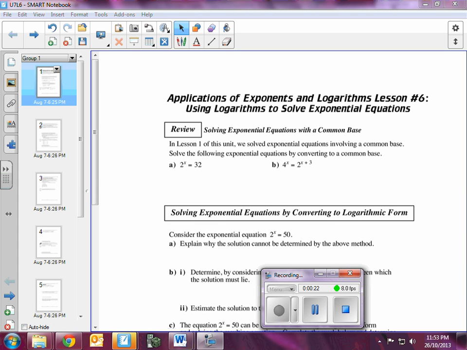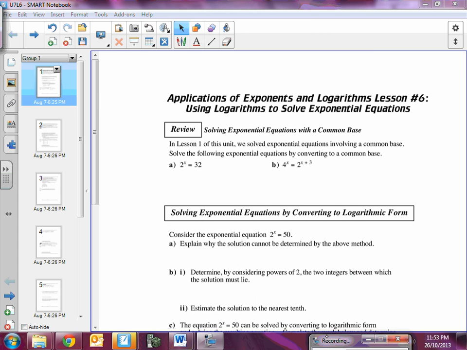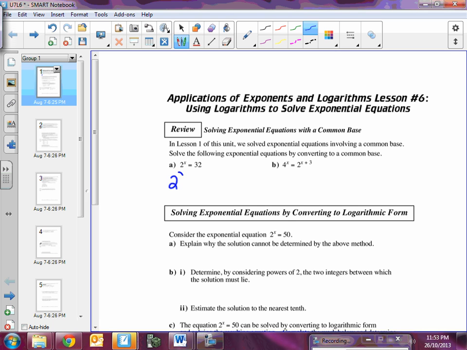Right off the bat, we're going to do some review. So when we're solving exponential equations with a common base, what you do is you make each base the same, and then you can set your exponents equal to each other. So if I have 2 to the exponent x is equal to 32, I know that 2 is a pretty small base, so I'm just going to leave 2 to the exponent x like that. And I can write 32 as a base of 2. So I can write 32 as 2 to the exponent 5.